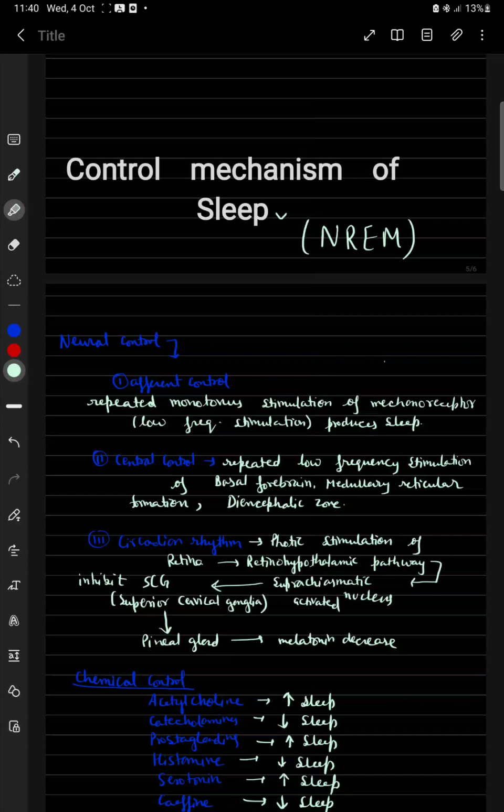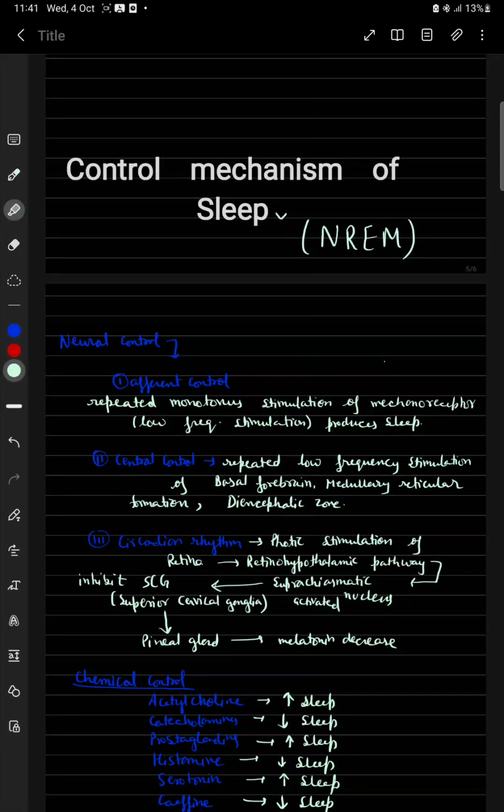Second one is central control. Repeated low frequency stimulation of basal forebrain, medullary reticular formation and the diencephalic zone of brain also produces sleep. Then circadian rhythm. The photic stimulation of retina. When light falls on our retina, then the retinohypothalamic pathway gets activated. The retinohypothalamic pathway activated, it further activates the suprachiasmatic nucleus. The activation of suprachiasmatic nucleus inhibits superior cervical ganglia. Now, the superior cervical ganglia send impulses to pineal gland and then pineal gland releases melatonin.